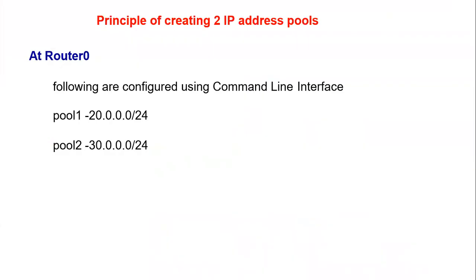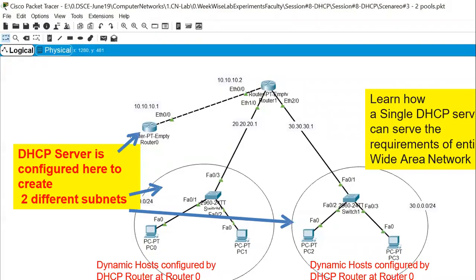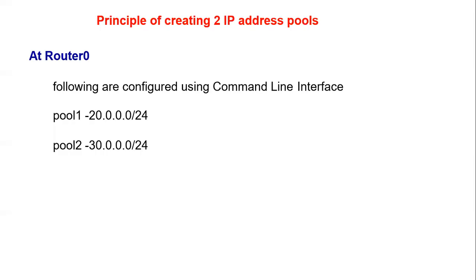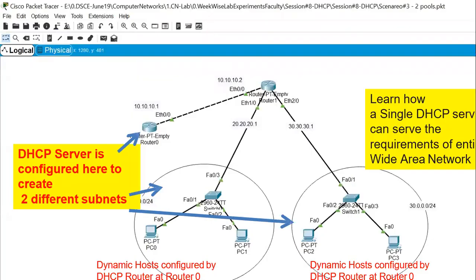Now what will be the commands or the pools that are required? Since we are connecting 2 subnets, we require 2 pools of addresses, because this address space should not overlap with the other subnet's address space. So we require 2 different LANs, 2 different pools of addresses. We'll assign the first subnet as the 20 network and the second one as the 30 network. Now this has to be configured at router 0. At which router? The router which we have configured as the DHCP server.